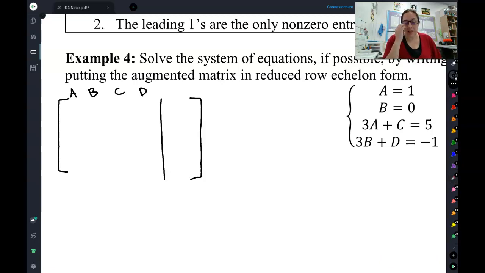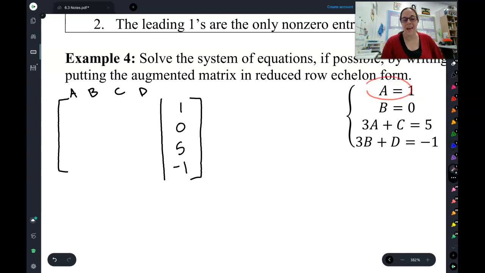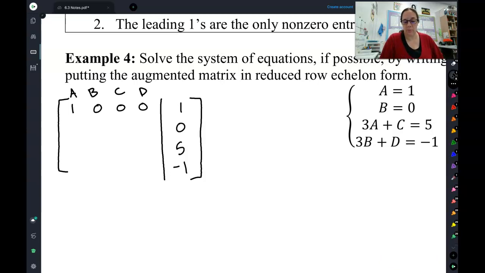So this is a little bit more of a difficult augmented matrix, so I highlighted our columns right here. We have the A column, B column, C column, D column, and then the answer column. I can fill in the answer column without too much trouble. Now, for this first equation right here, I have A equals 1. So I'm going to put a coefficient of 1 in the A column and zeros everywhere else. Then I have B equals 0. So I'm going to put a coefficient of 1 in the B column and zeros everywhere else.